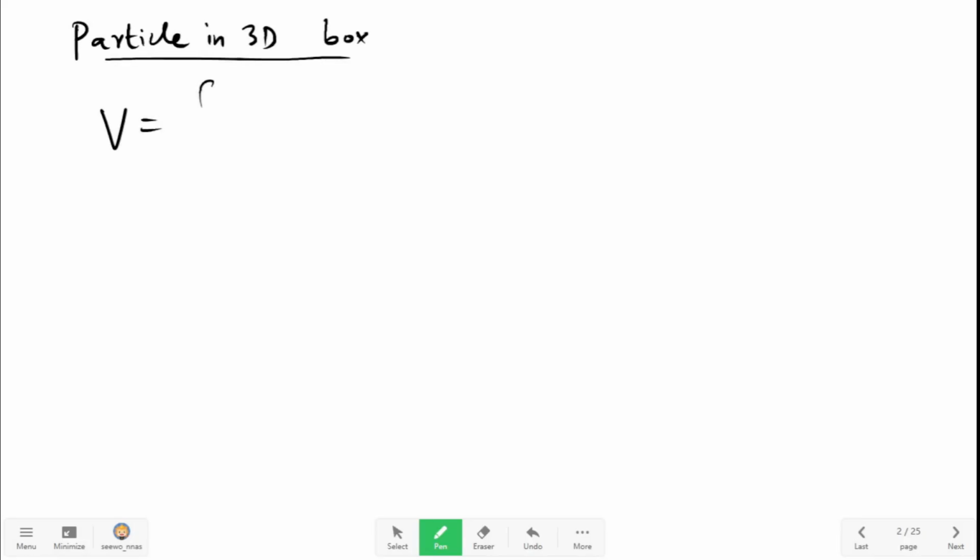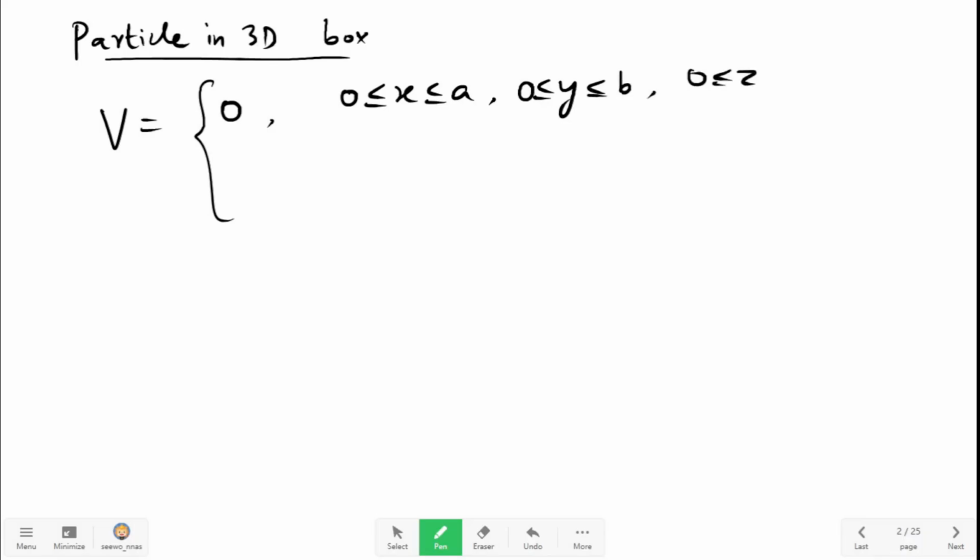Potential V is equal to 0 for x in between 0 and A, y in between 0 and B, z in between 0 and C, and potential is infinity otherwise. So inside the box we have potential equal to 0 and outside we have potential equal to infinity. Now if we put this potential in Schrodinger equation, then we will get a partial differential equation.